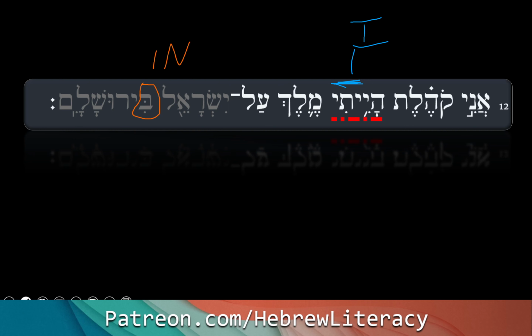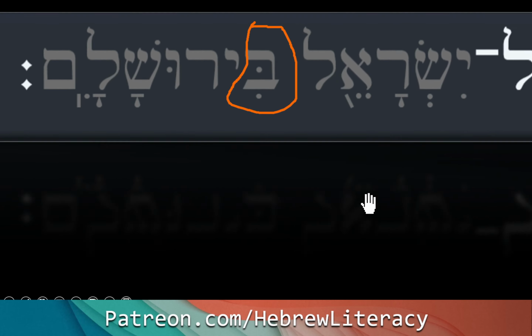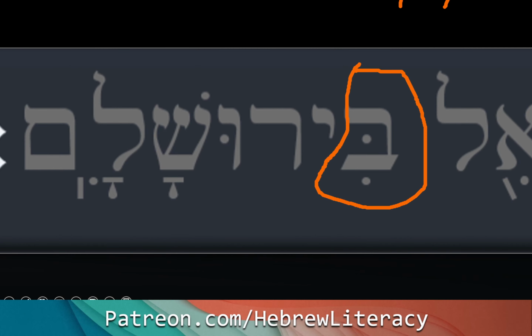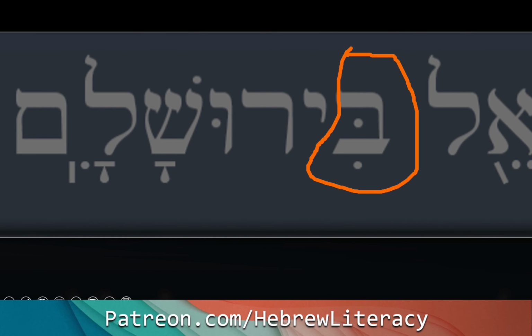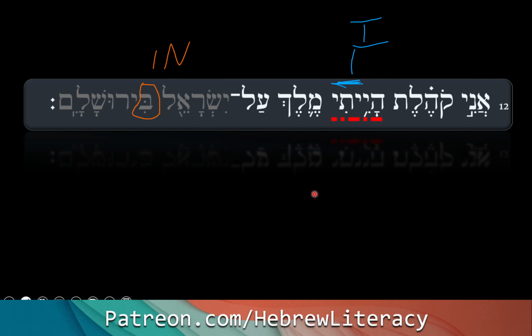So in Yerushalayim, you'll notice there's no vowel underneath the yod there. Let me just zoom in for you, for those of you on cell phones. See, there's no vowel right here, right? Nothing. That's because Jerusalem starts with a yod that has a shwa under it.